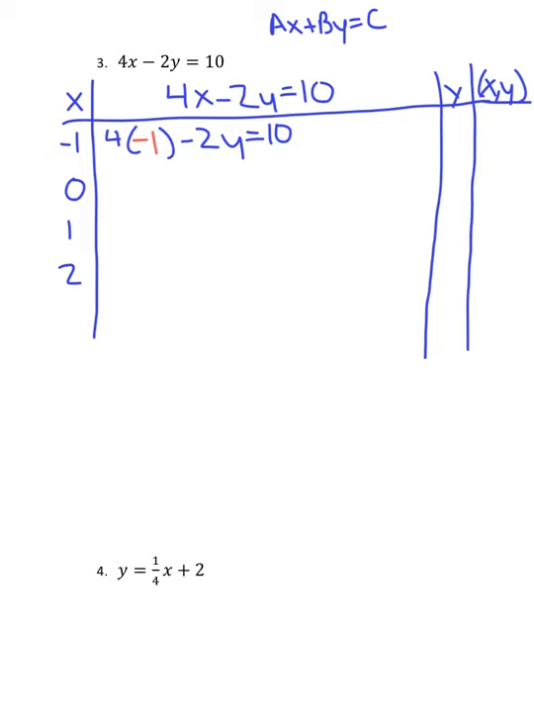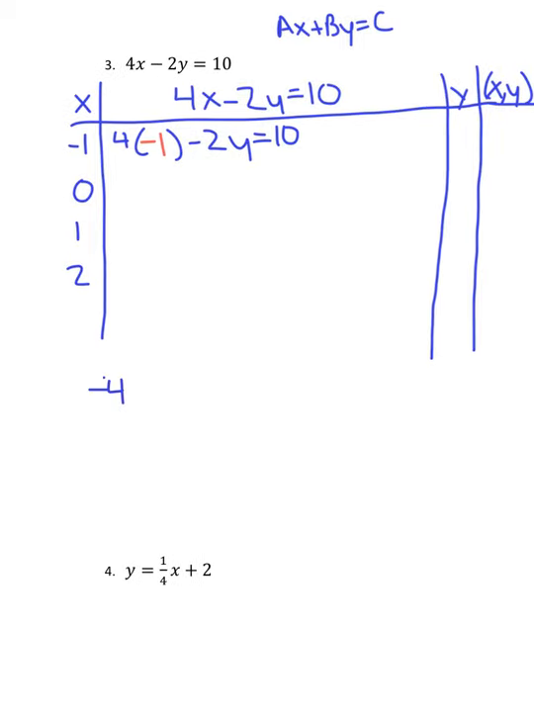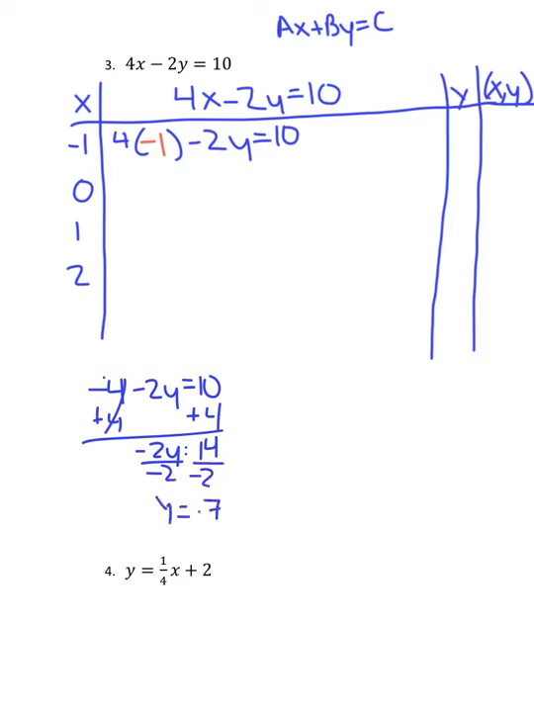So I'm going to take this problem down below here. 4 times -1 is -4. So I have -4 minus 2y equals 10. And then you have to add 4 to both sides. So I have -2y equals 14. Then divide both sides by -2, y equals -7. Right, so the y is -7, the point -1, -7. That's the first point we're going to plot.